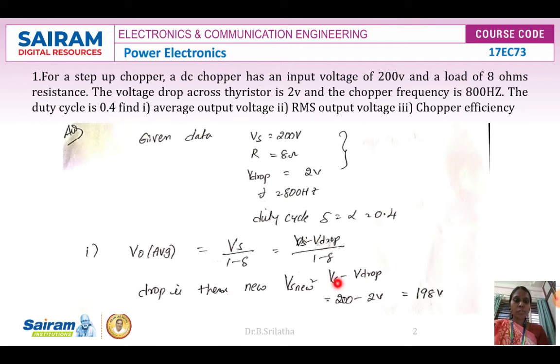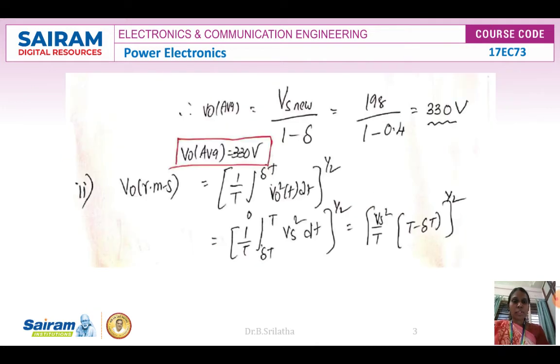Before simplifying, Vs new is equal to Vs minus V drop. So that is 200 minus 2 volts, that is 198 volts. Now I am going to substitute my Vs new value: 198 divided by 1 minus 0.4, that is 330 volts. So V naught average is 330 volts.